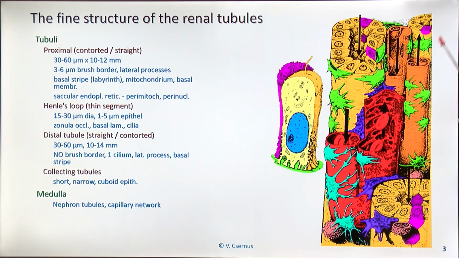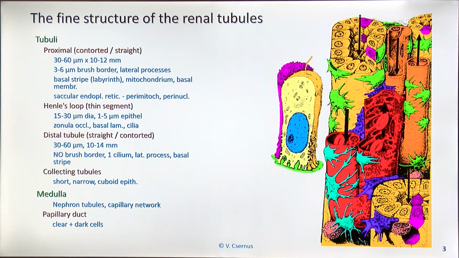Here we have an electron microscopic reconstruction of that. This is practically the Henle's loop and the proximal and distal tubes. Besides, we have a capillary network. This is one example of the capillary. The specific tubes of the medulla, especially close to the papilla, are the papillary ducts. The upper parts, the small ones, are cuboidal, and the lower are columnar epithelium.